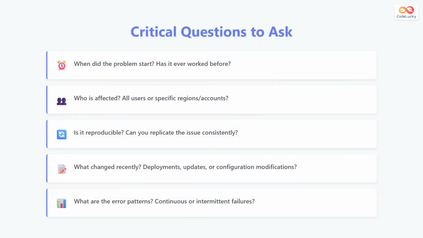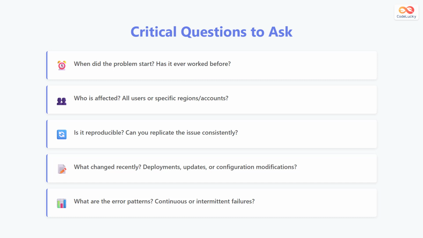During initial diagnosis, continuously ask critical questions. When did the problem start and has it ever worked before? This establishes a timeline. Who is affected? Are all users impacted or just specific regions and accounts? This defines scope. Is it reproducible? Can you replicate the issue consistently, or is it intermittent? This affects your testing strategy.